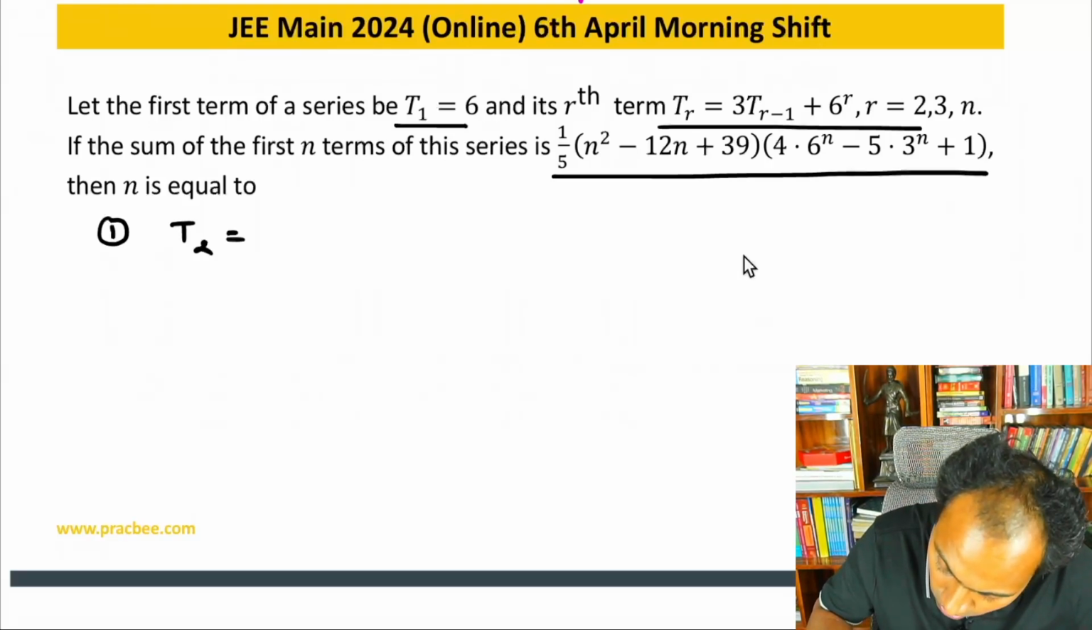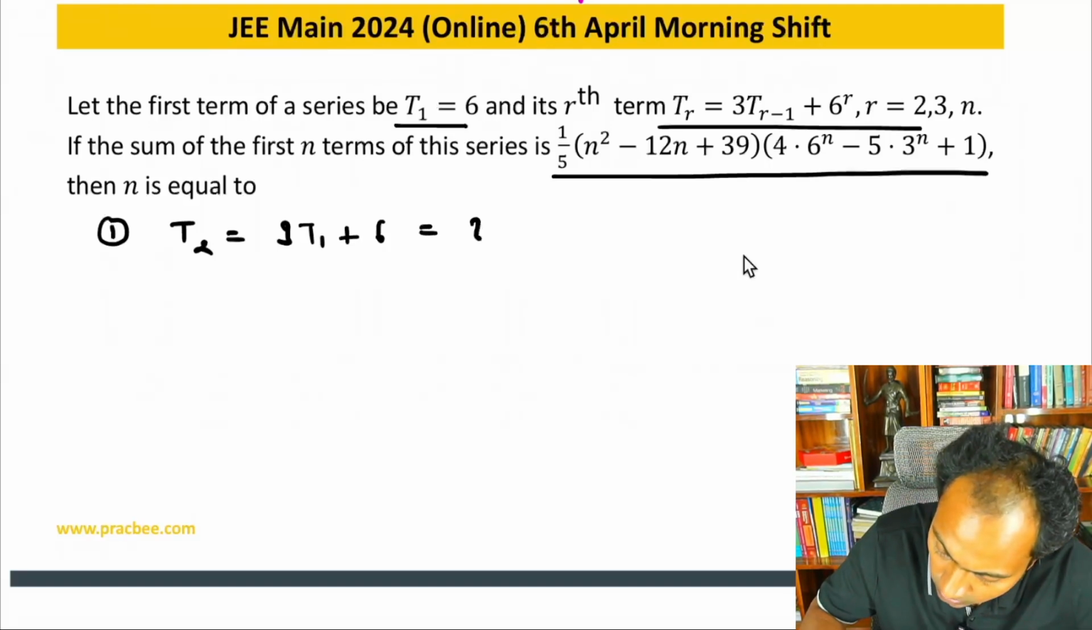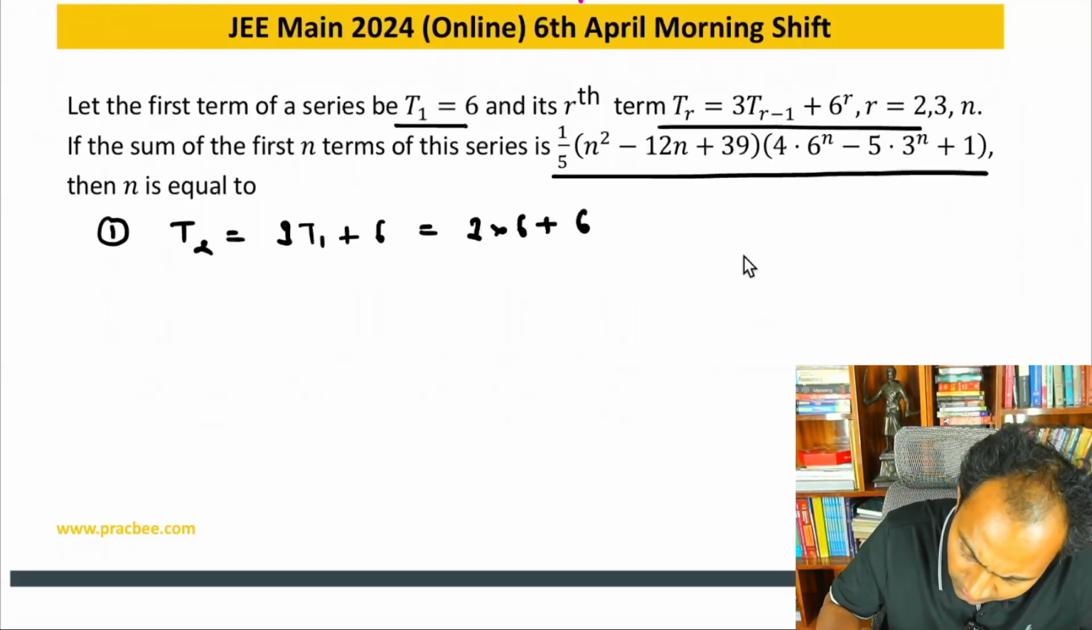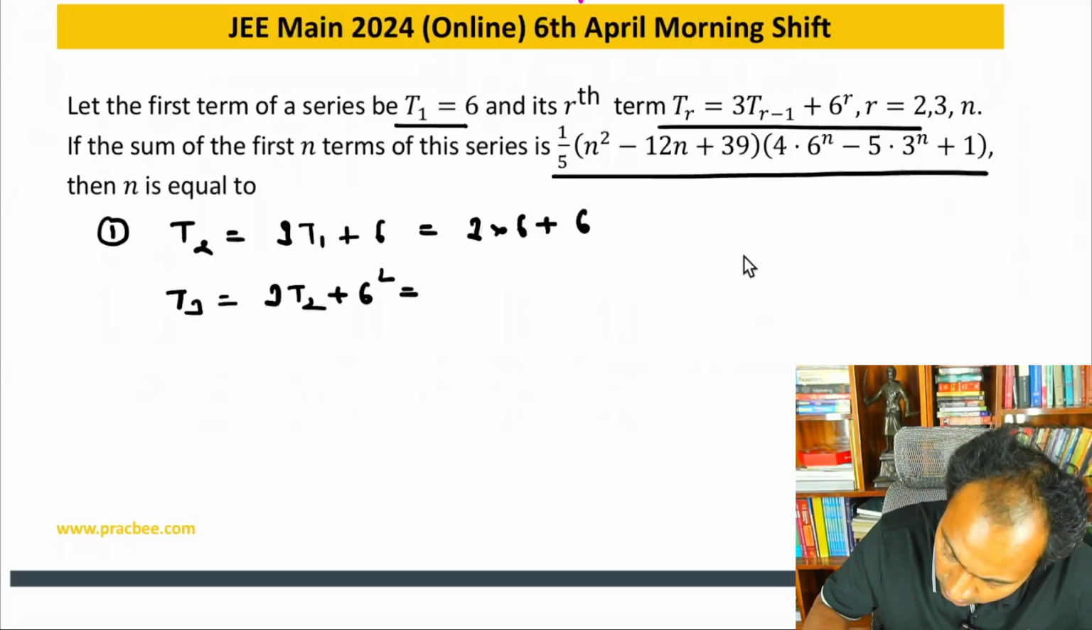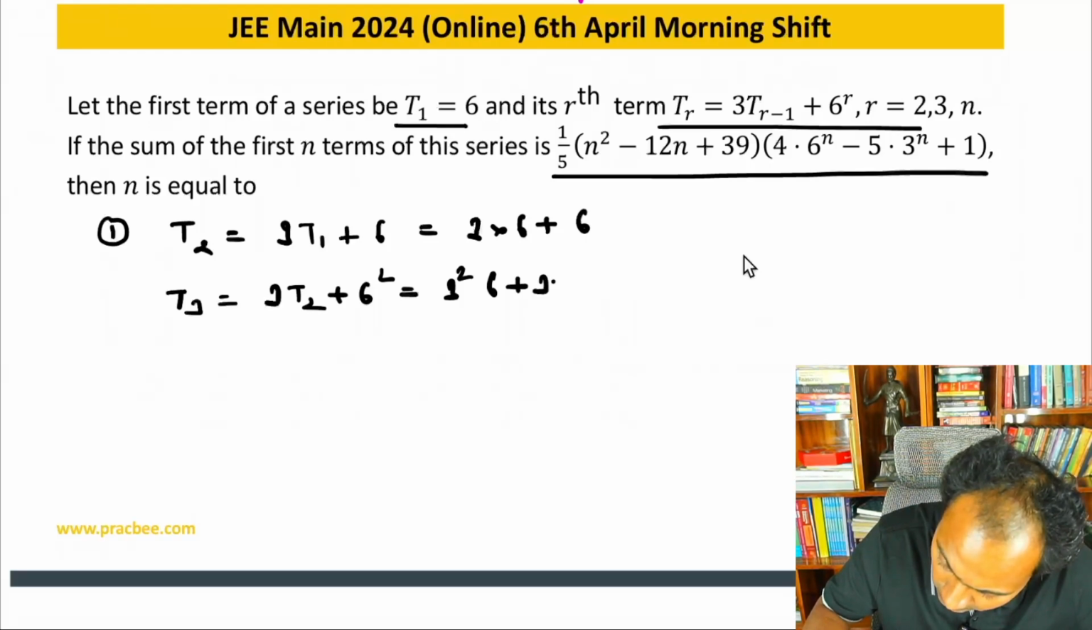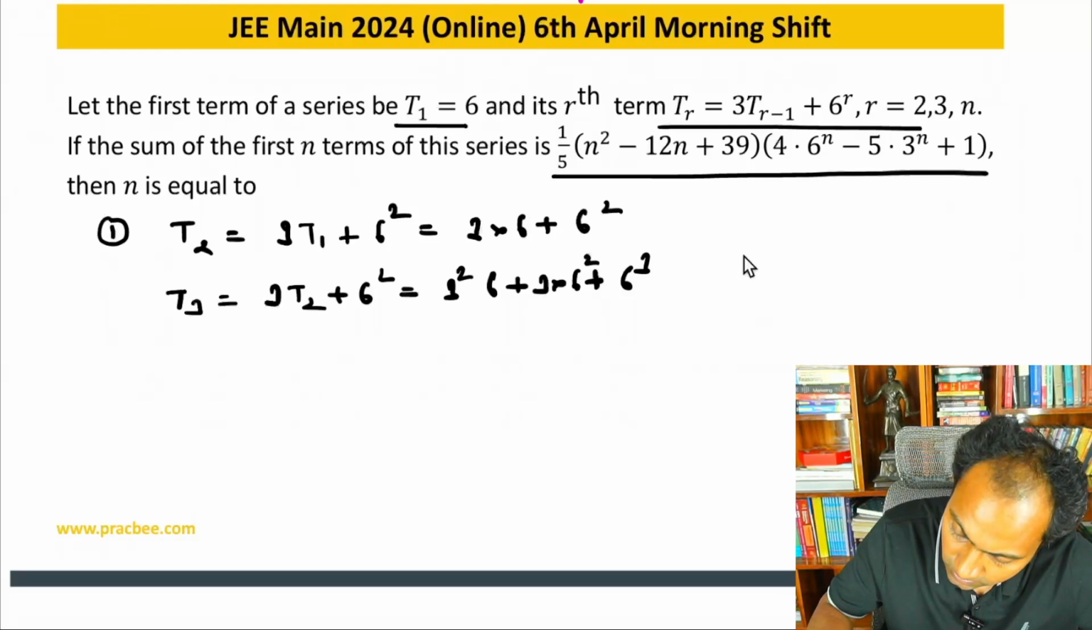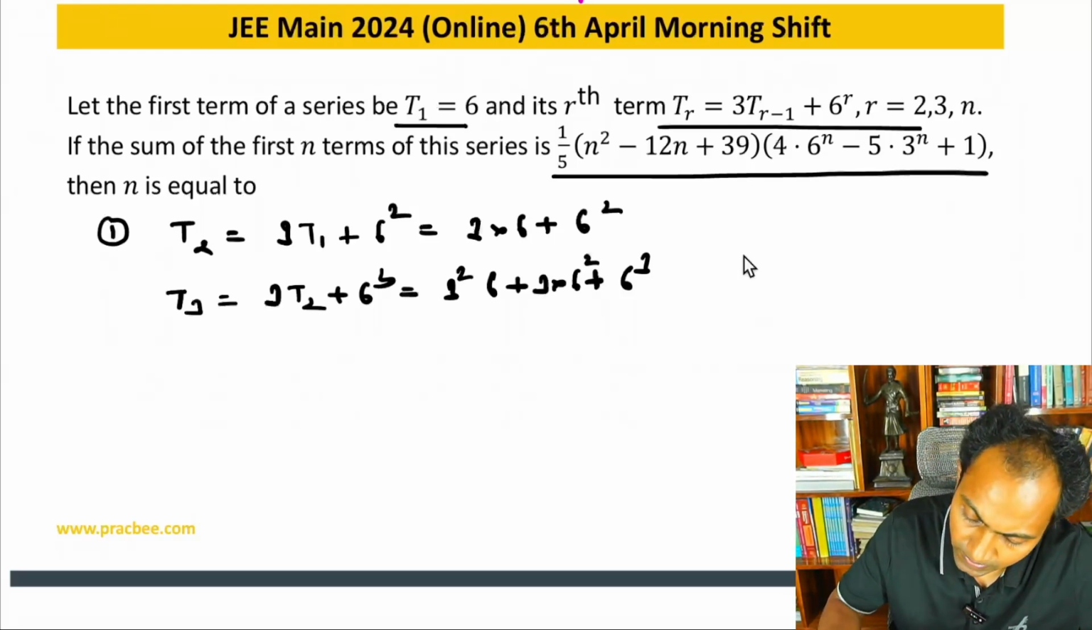If I put 2, this becomes 3T1 plus 6. If you put the value of T1, it comes out to be 6 plus 6. Similarly, I can put 3. So this becomes 3T2 plus 6 square. And this will become 3 square into 6 plus 3 into 6. This was 6 square, sorry. And then nothing but 6 raised to the power 3.